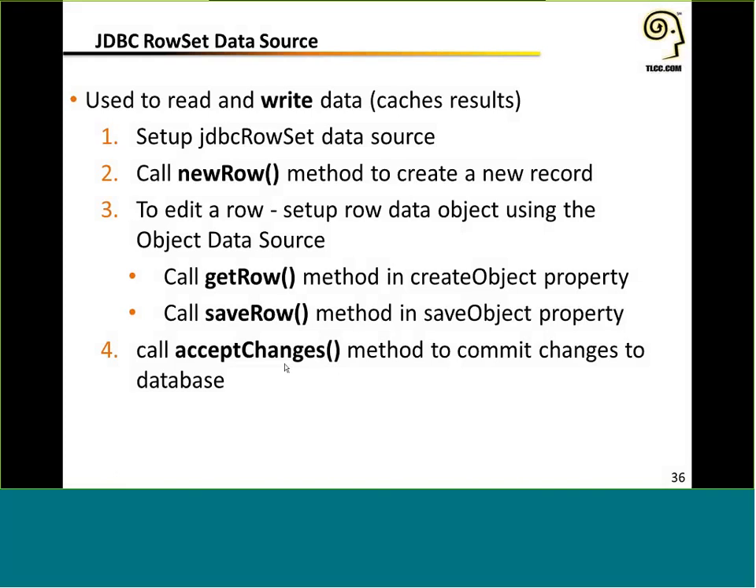So there's a new row method in the class to create a new record, and again, that's going to be created in memory. There's a get row method if you want to modify an existing row within the result set, and a save row to save those changes that you've made. There's also a delete row method in the class to delete a row from your result set, and all of that goes for naught until you call the accept changes method to actually commit the changes to the database. So let's see an example of that.